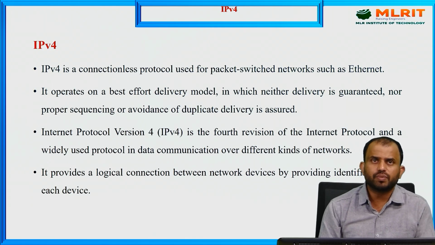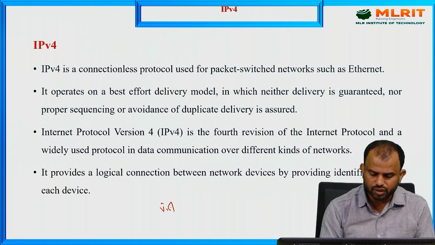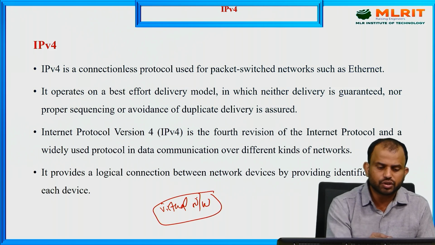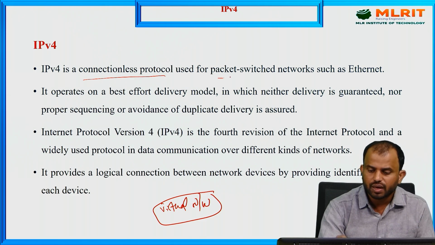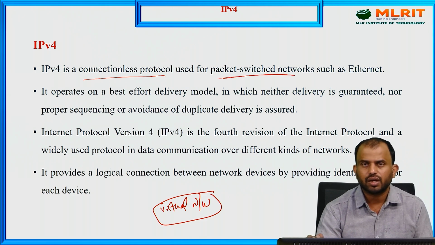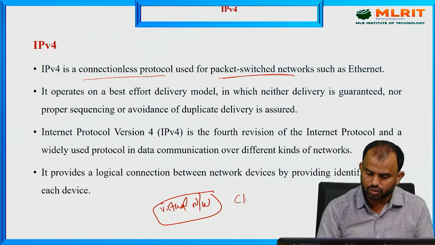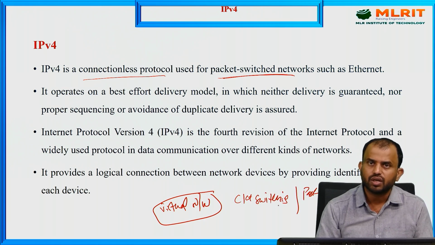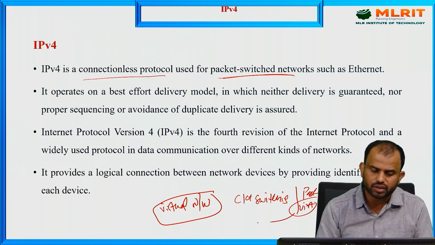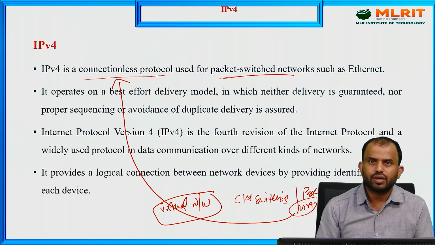So what is meant by version 4 and what is meant by version 6? IPv4 is a connectionless protocol. As we discussed, this is a virtual network. In the virtual network, it is a connectionless protocol, which comes under a packet switching network such as Ethernet. As we discussed in the previous session, there are two things: a circuit switching mechanism as well as a packet switching mechanism. So here we use the virtual mechanism. What is a virtual mechanism? We call it a connectionless protocol, so we use it without a connection. That is the packet switching network.